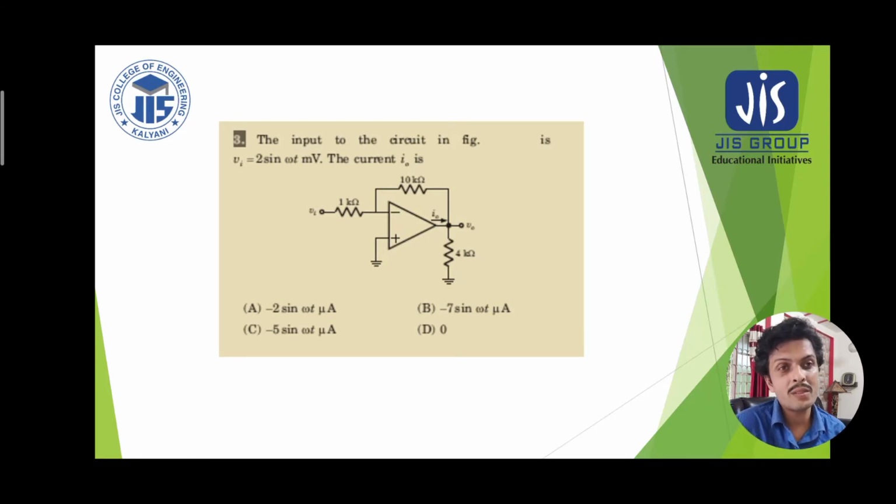but I0 is of negative polarity. So therefore I0 equals minus 7 sin omega t, and that is nothing but option B. Here option B is the correct one.